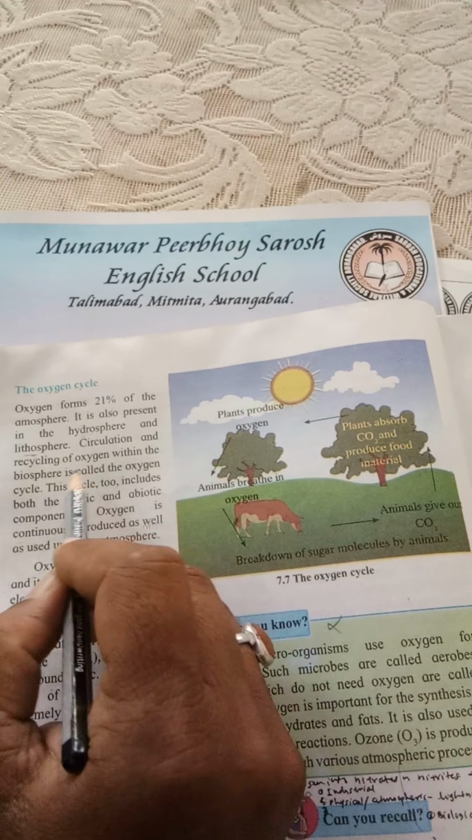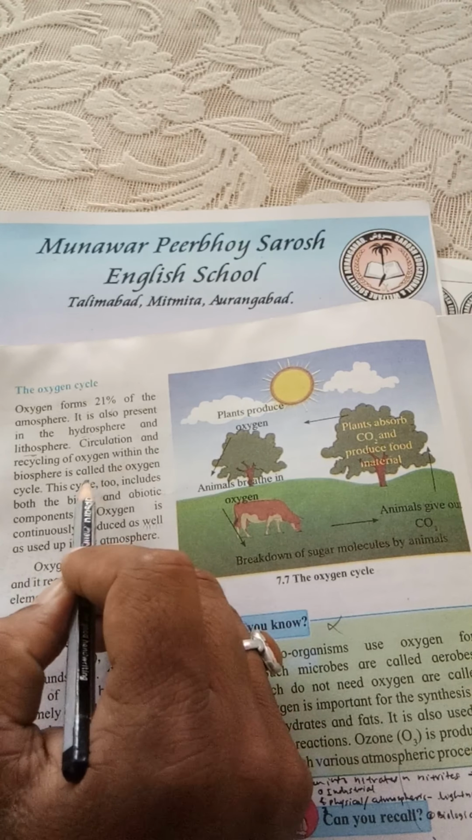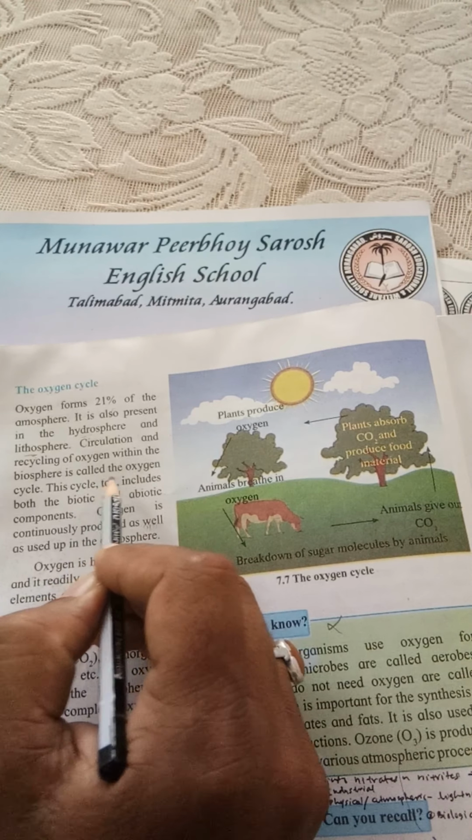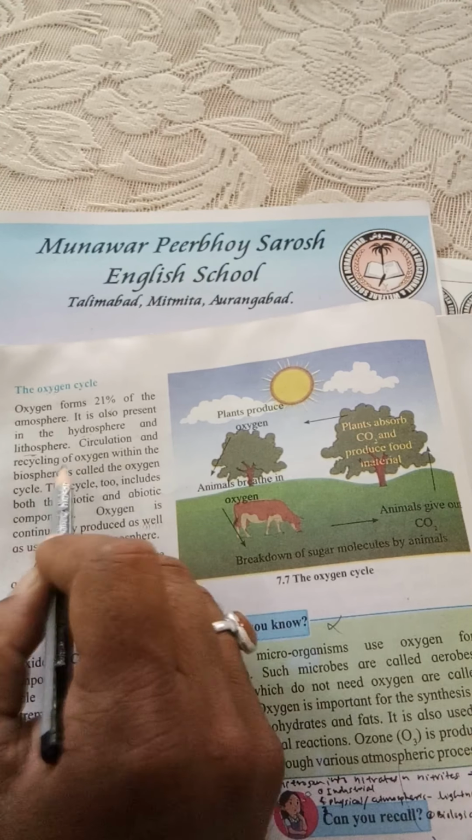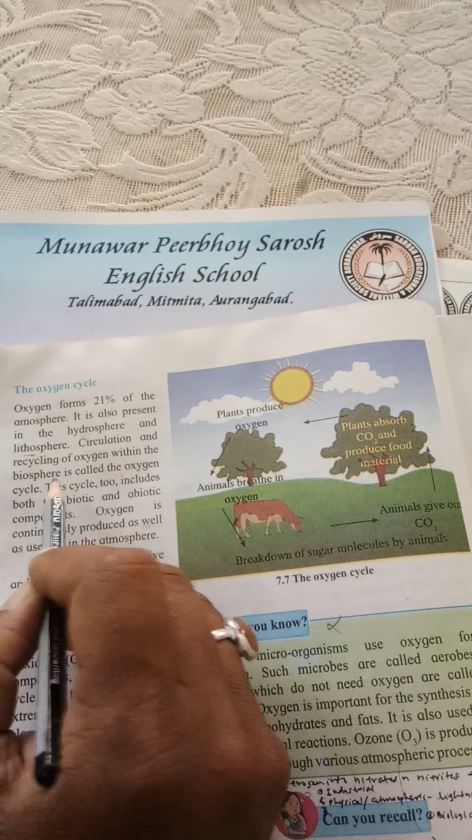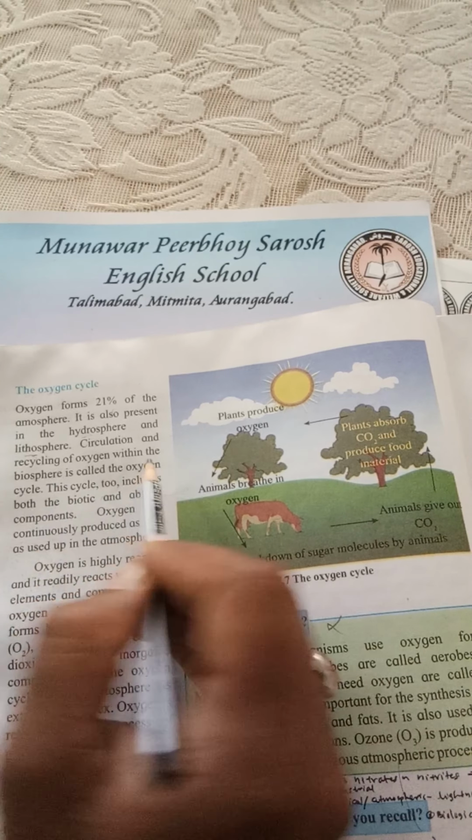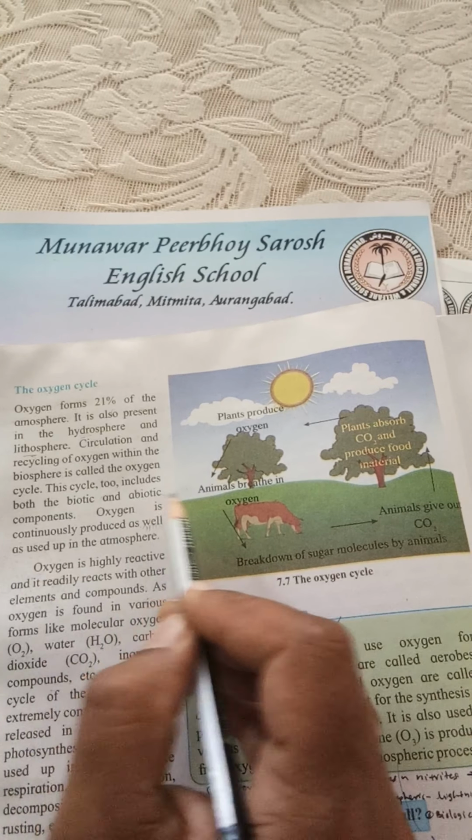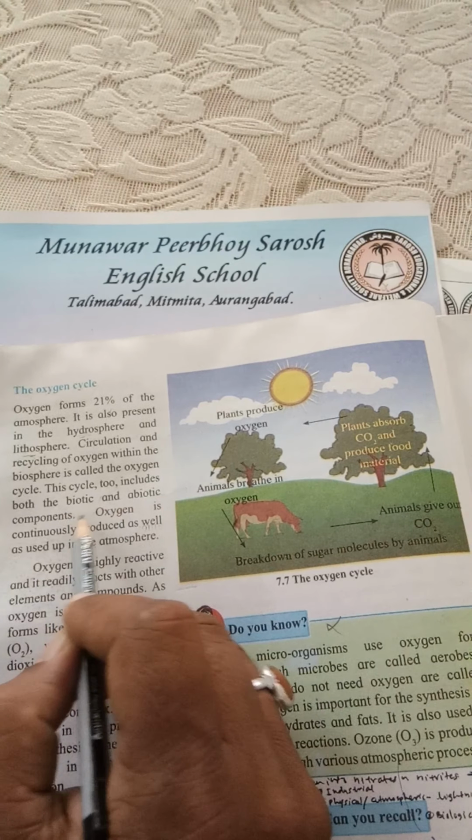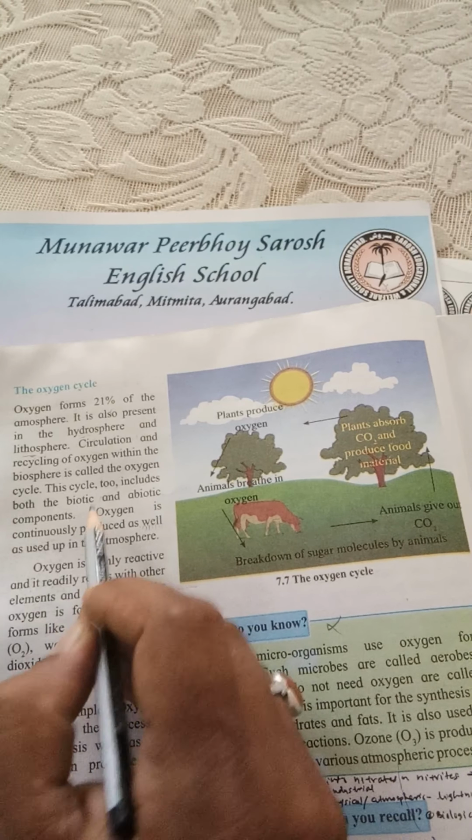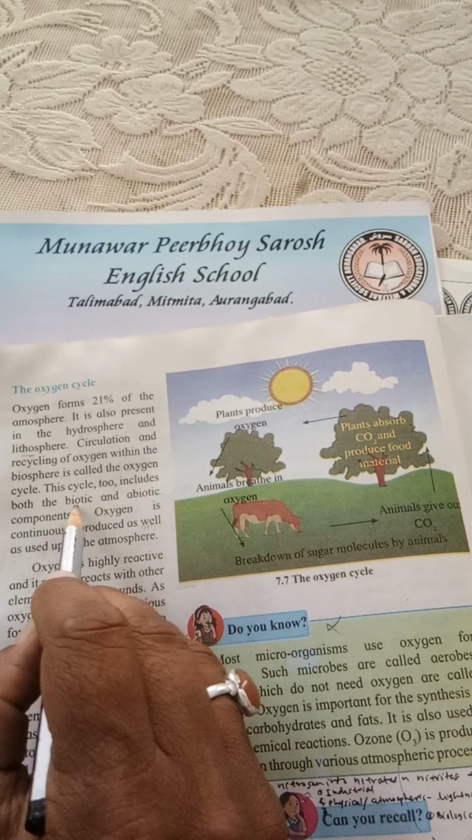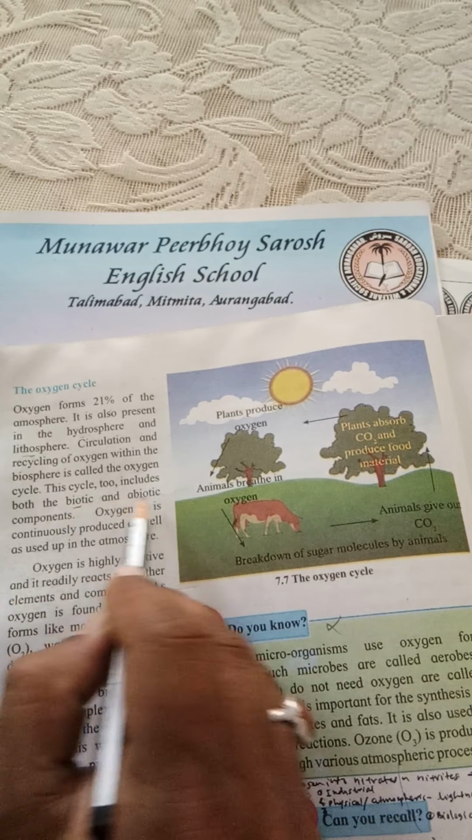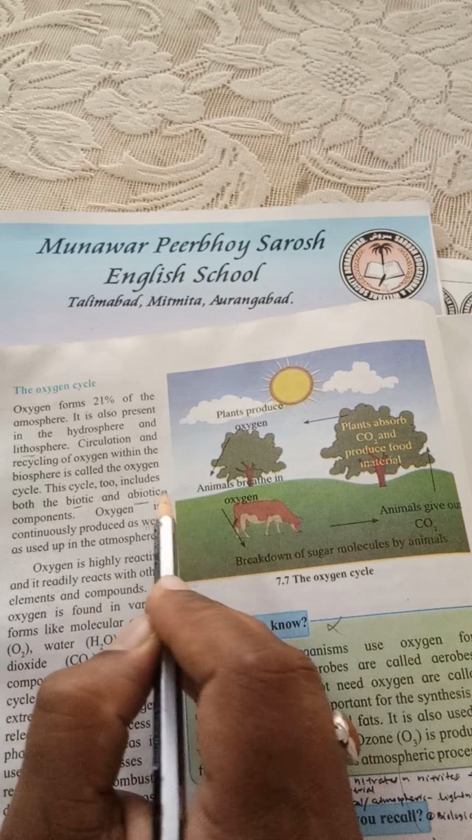Circulation and recycling of oxygen within the biosphere is called the oxygen cycle. So here is the definition of the oxygen cycle. This cycle too includes both the biotic and abiotic components. That means we can see the cycle of oxygen in the biotic, that means living things, and even in the abiotic, that is non-living things.